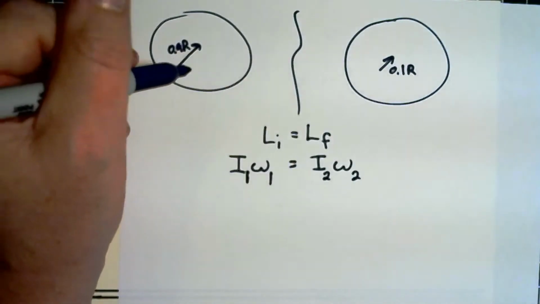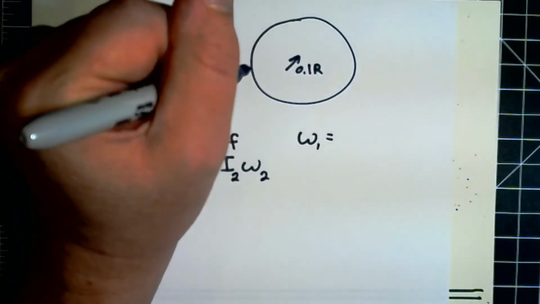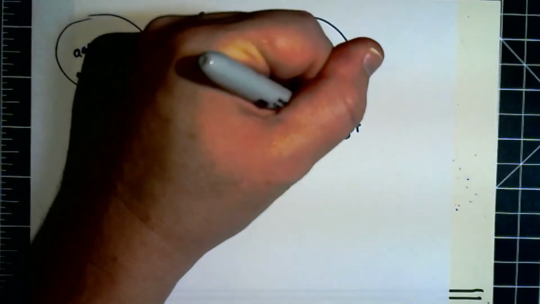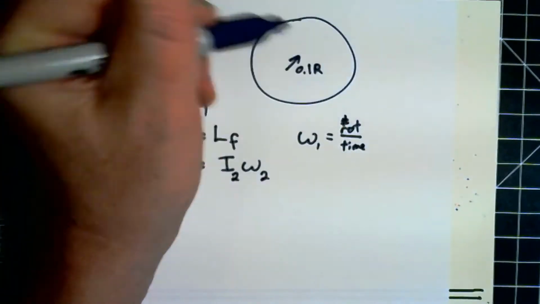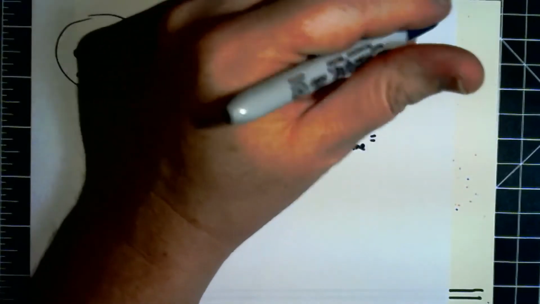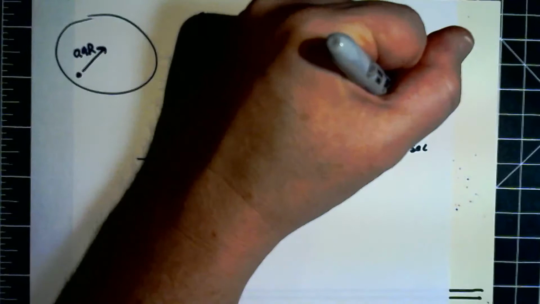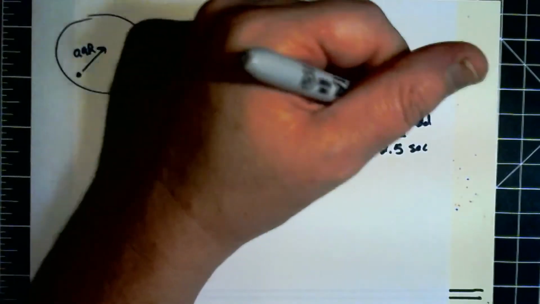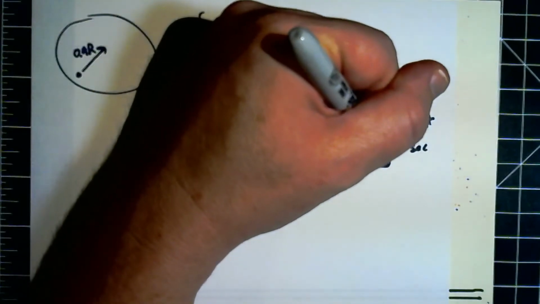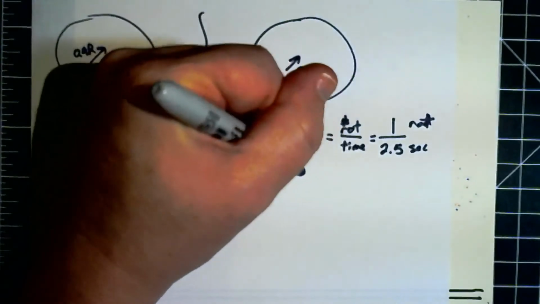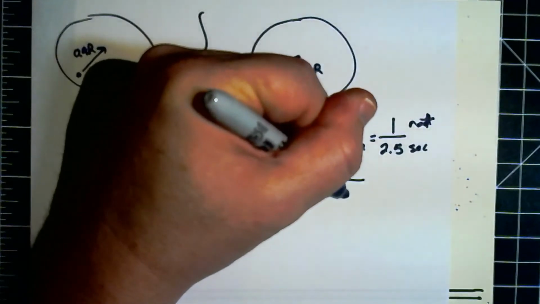All right. So what do we know about omega 1? Well, that's just a rotational speed, so that's number of rotations per unit of time. In this question, it says it completes one rotation every 2.5 seconds initially. Now, it's not in radians, and we don't really care about that. We just need to know that it has so many rotations every second. It would be 2 pi radians per 2.5 seconds, but we'll just leave it as a rotation. The final speed, omega 2, is 1 rotation every 2 seconds.